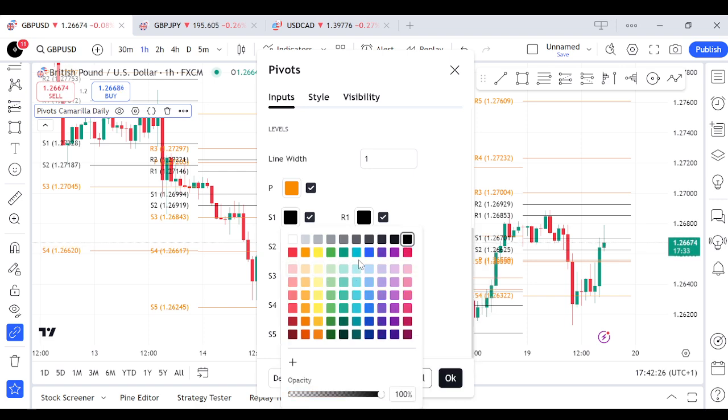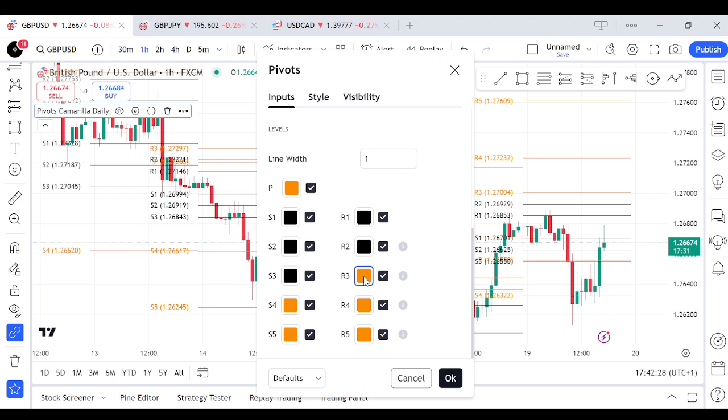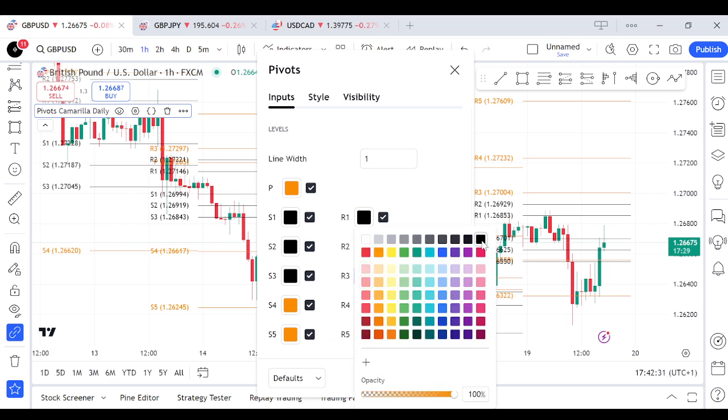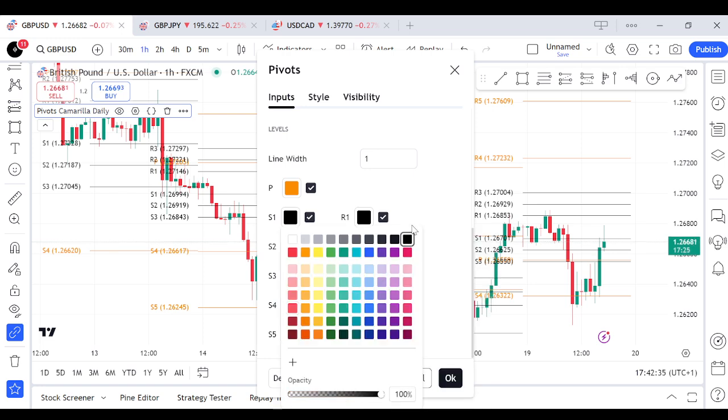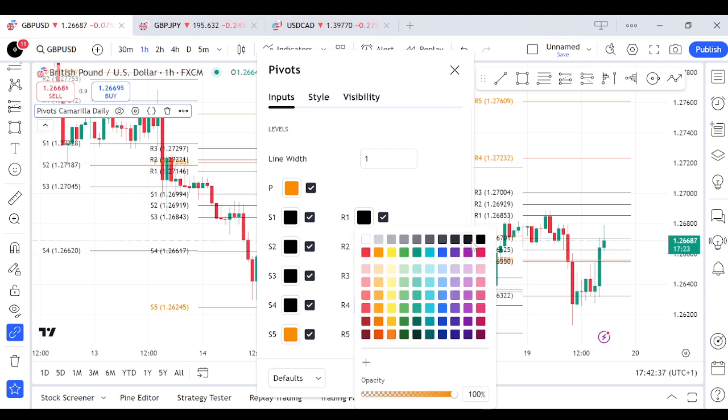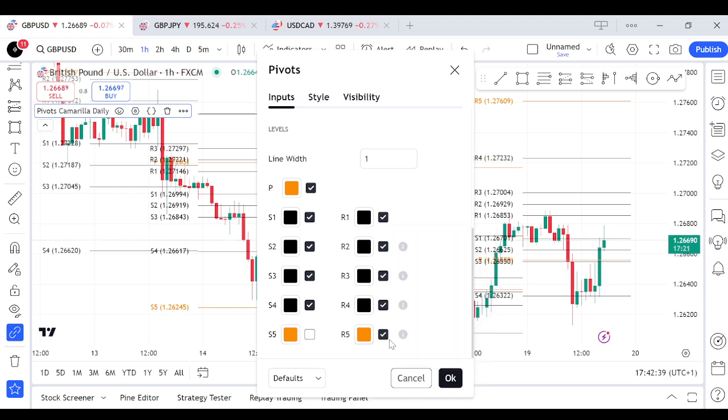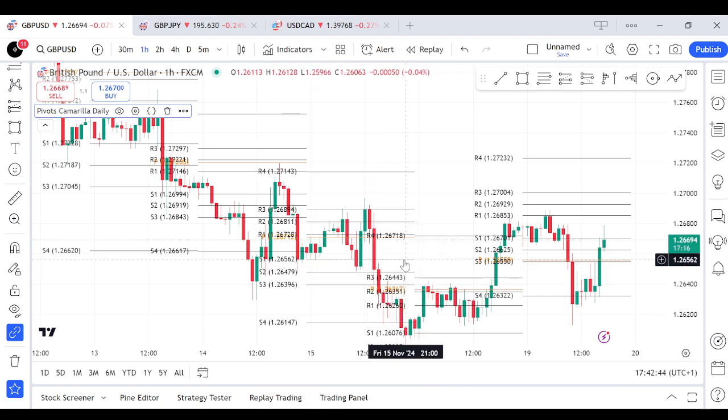And I'm gonna explain what this S1, S2, S3 means, the R1, R2, R3. I'm gonna explain it all. Also, I'm gonna remove exactly. Now this is your Camarilla pivot points.